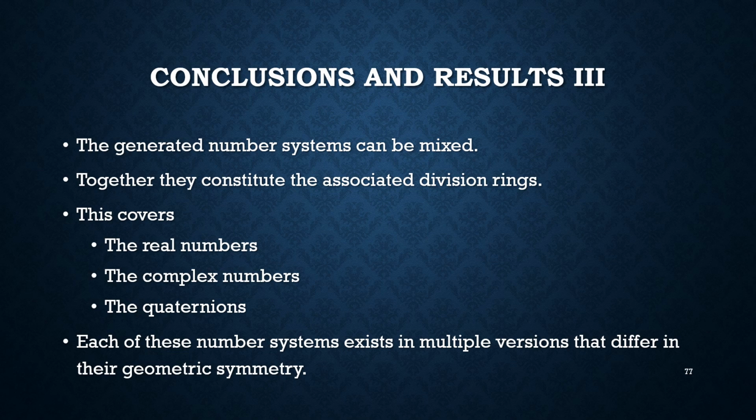The generated number systems can be mixed. Together they constitute the associated division rings. This covers the real numbers, the complex numbers, the quaternions. Each of these number systems exists in multiple versions that differ in their geometric symmetry.